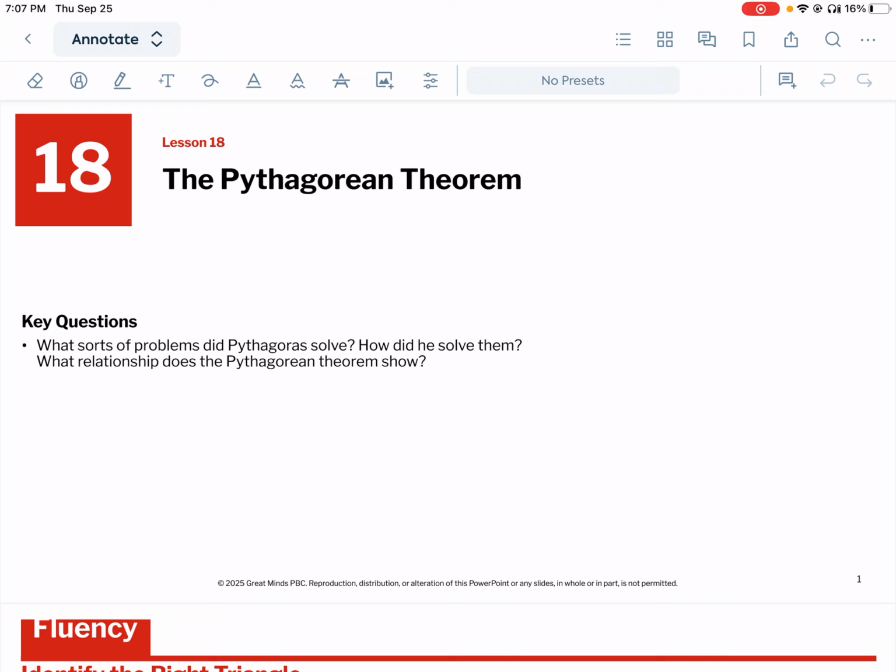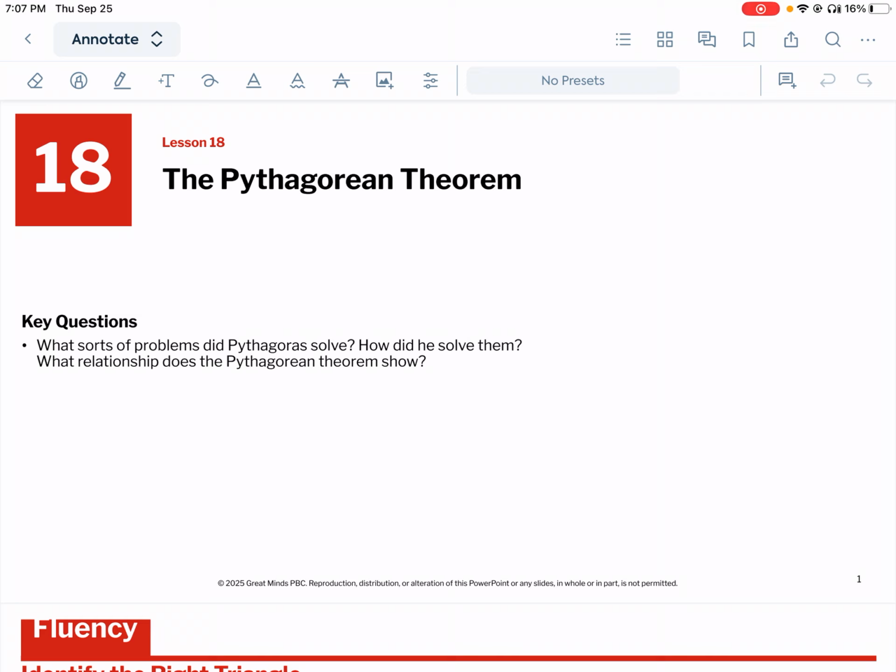Today we're going over lesson 18. Lesson 18 is about the Pythagorean theorem. The way you pronounce that, I know it looks crazy because it's a bunch of random letters put together, but it's pronounced Pythagorean theorem.